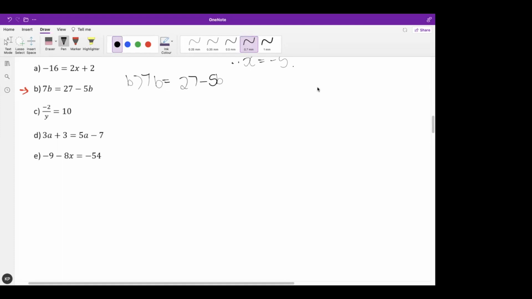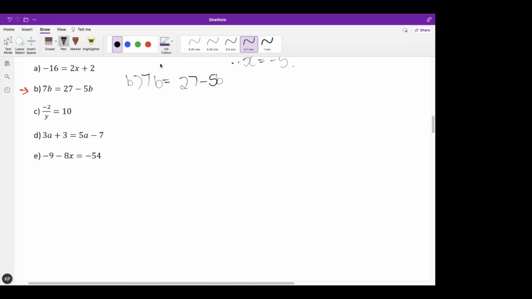What is the problem we have here, guys? In order to solve the sum, what do we need to do? Look at it. I have 7B is equal to 27 minus 5B. We always want our variables on the same side and our numbers on one side. At this moment, are my variables all on one side? No, so that is my problem. Okay, so let's get moving.